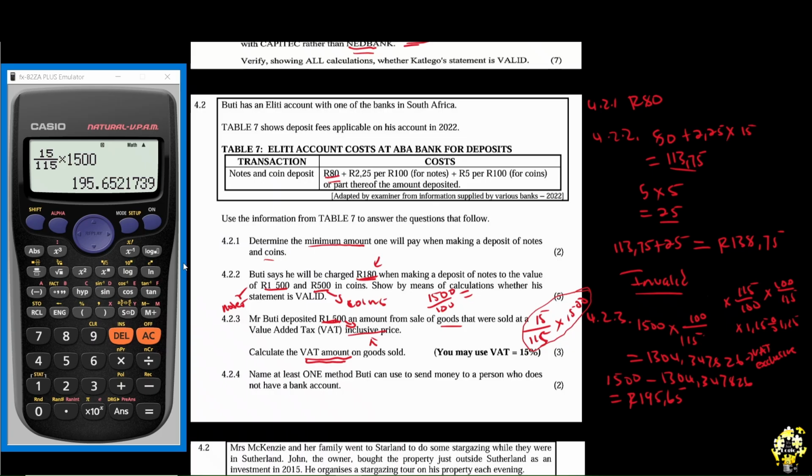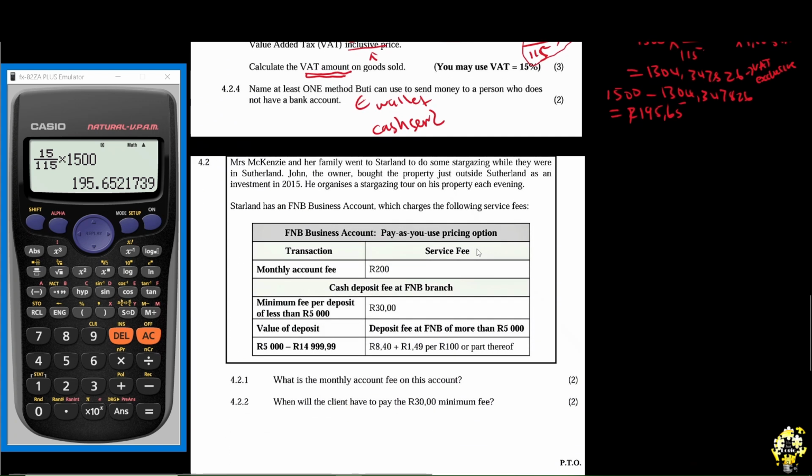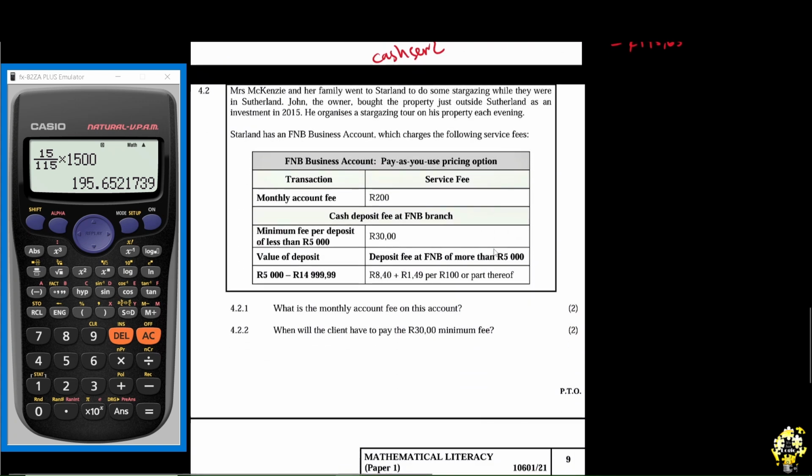Name at least one method Buddha can use to send money to a person who does not have a bank account. Well, I can think of e-wallet. I can also think of a cash send. You can think of a lot. I know you. You've been receiving money. I don't know why you are receiving money without a bank account or why you are sending people money who do not have bank accounts.